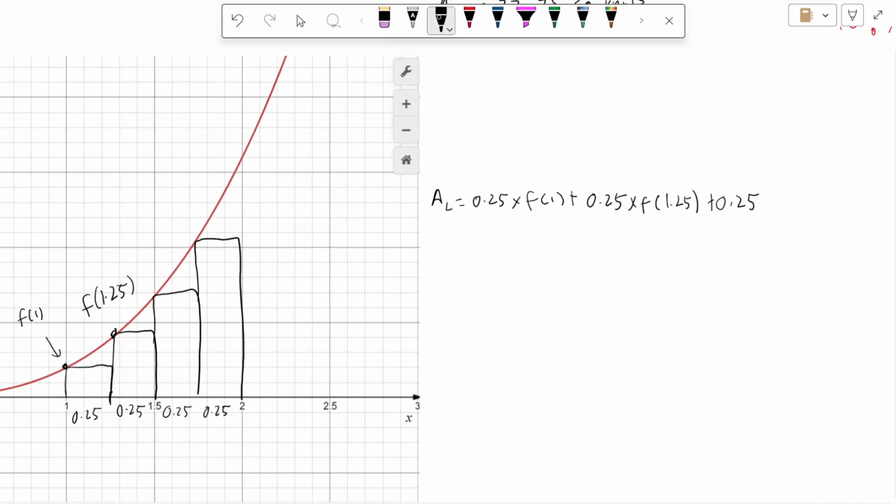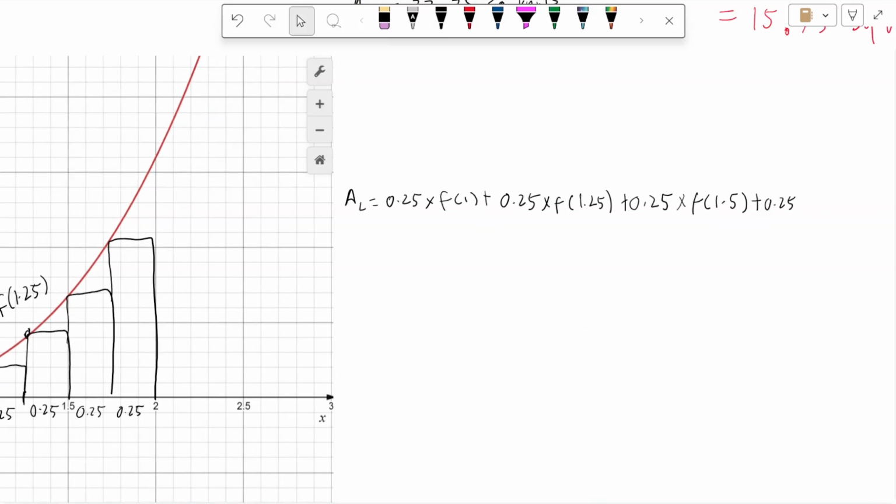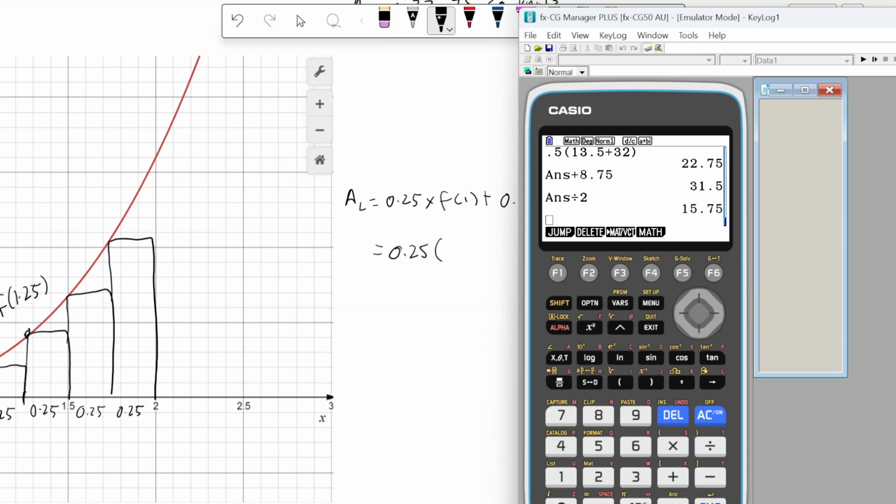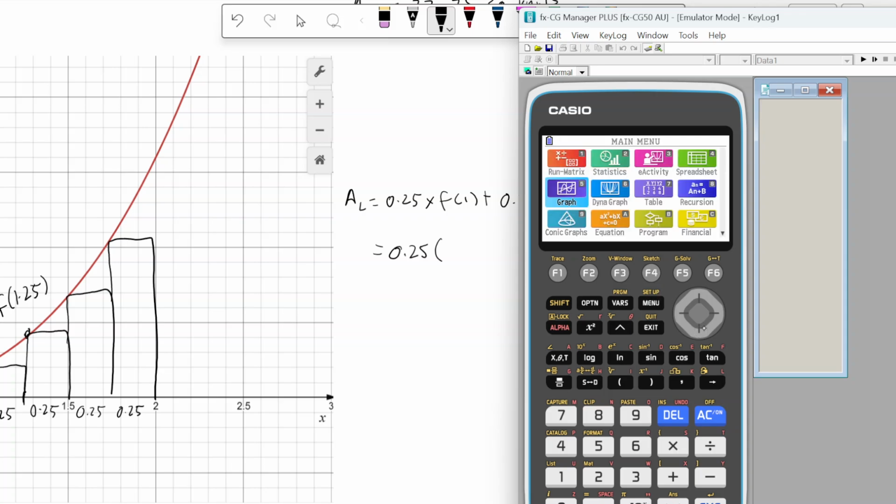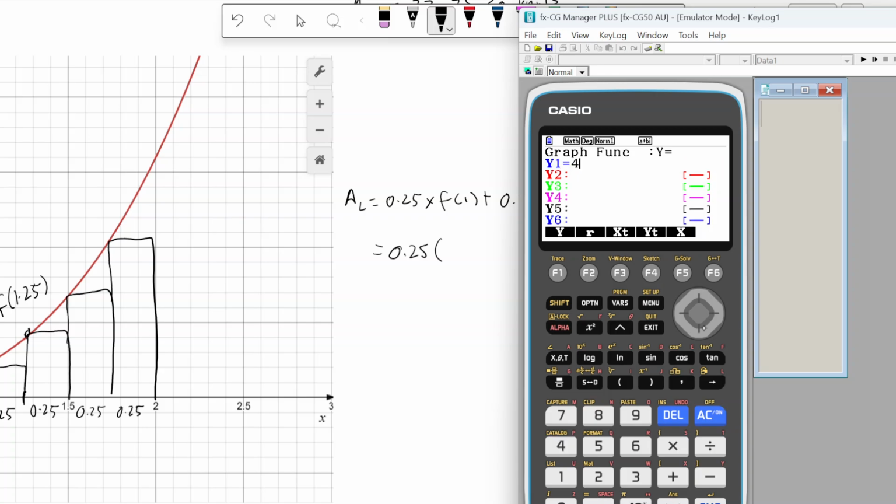So 0.25 times f of 1.5 plus 0.25 times, and then the last one is going to be f of 1.75. So I can pull 0.25 out as a common factor if I want. Now the easiest way we can work out what all these are is you can actually graph the function. So the function we're looking at is 4x to the power of 3. Draw that. The window is going to look a little bit different. So my window goes from 0 to 3 and about 0 to 40. We'll draw that, and you can just go trace and type whatever values you want.